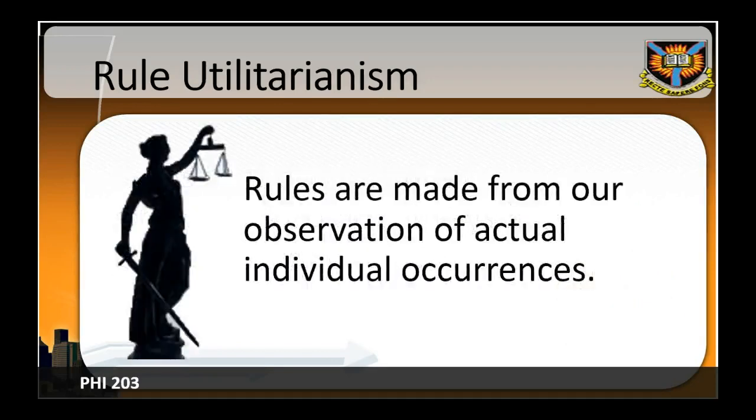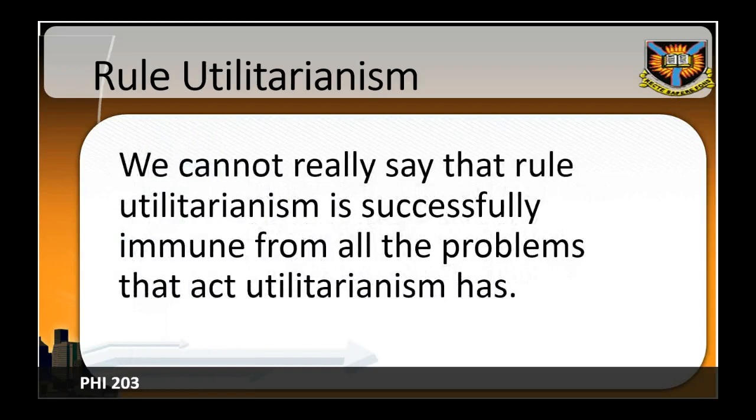2. Rules are made from our observation of actual individual occurrences. Rules do not just emerge. More often than not, when we make rules like "do not commit adultery," it is because of the ill consequences of individual cases of adultery that we have seen in the past. In this case, therefore, we cannot really say that rule utilitarianism is successfully immune from all the problems that act utilitarianism has.